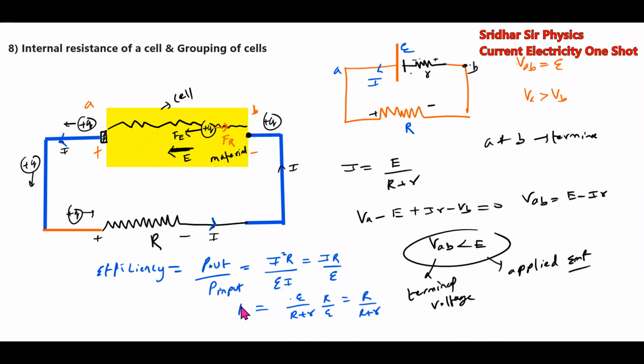So the efficiency of a cell depends upon these things. If the internal resistance is 0, then efficiency will be 100%. If internal resistance is more, then efficiency will decrease. Therefore, the internal resistance of a cell should be as low as possible. If internal resistance is 0, then the terminal voltage will be the applied EMF. So the internal resistance of cells should be as low as possible. This is the basic idea of a cell.